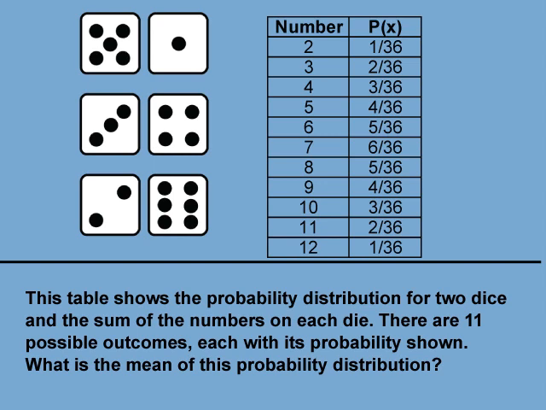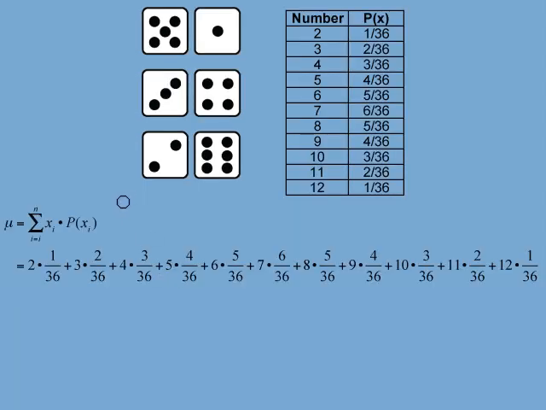This table shows the probability distribution for 2 dice and the sum of the numbers on each die. There are 11 possible outcomes, each with its own probability. What is the mean of this probability distribution? As before, find the weighted mean by multiplying each value by its corresponding probability. You end up with this long expression.